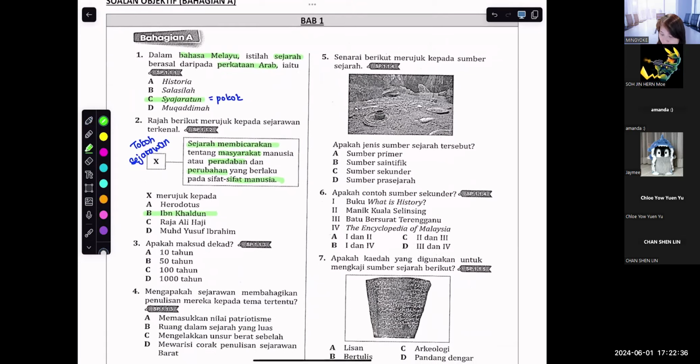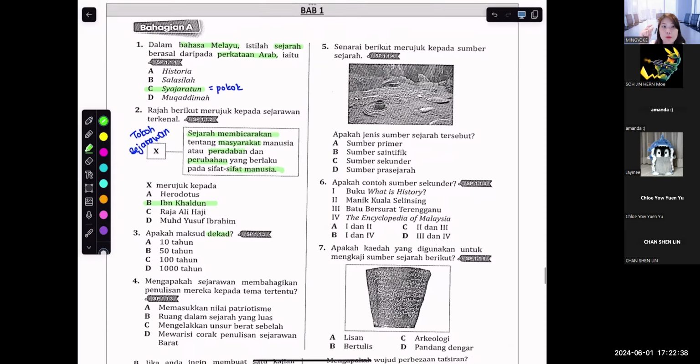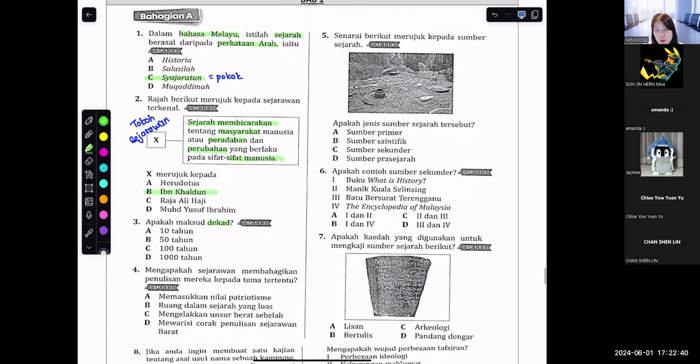If they ask you decade, you have to understand, you have to underline the key point. What do they want? Then you get the answer. Decade is 10 years. Correct? Abad is 100 years. Alaf is 1,000 years. Next, guys. Move on to the next one.